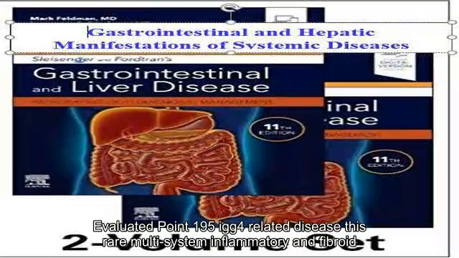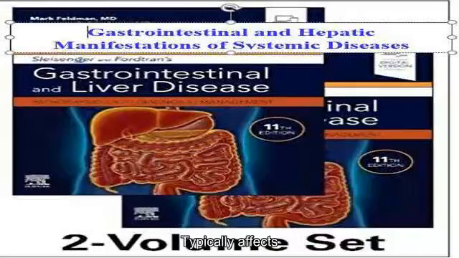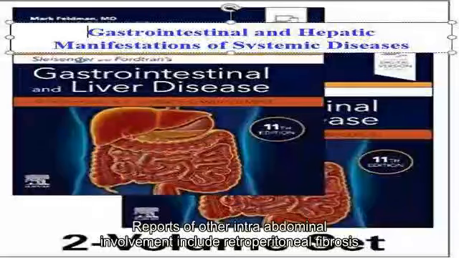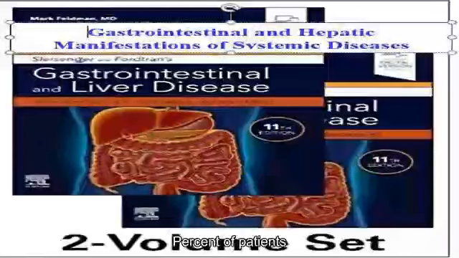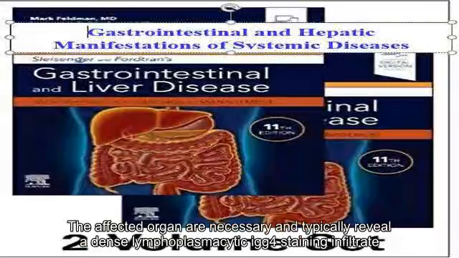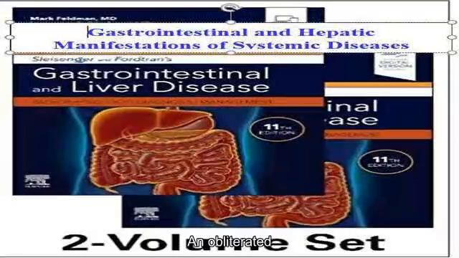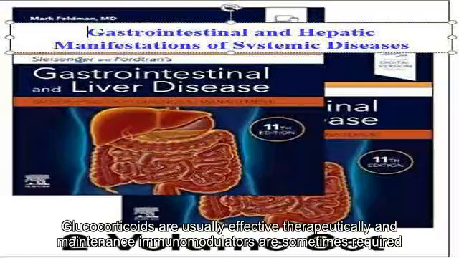IgG4-related disease. This rare multi-system inflammatory and fibrotic disorder typically affects the pancreas, type I or II autoimmune pancreatitis, or bile ducts, and can mimic pancreatic cancer, cholangiocarcinoma, or PSC. Reports of other intra-abdominal involvement include retroperitoneal fibrosis, aortitis, sclerosing mesenteritis, inflammatory pseudotumor, hepatitis, enteritis, colitis, and pouchitis. Serum IgG4 is elevated in only 60% to 70% of patients. Frequently, diagnostic biopsies of the affected organ are necessary and typically reveal a dense lymphoplasmacytic IgG4-staining infiltrate, storiform fibrosis, and obliterative phlebitis. Glucocorticoids are usually effective therapeutically, and maintenance immunomodulators are sometimes required.